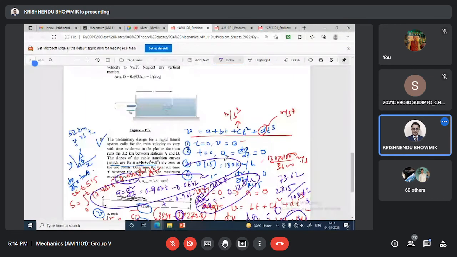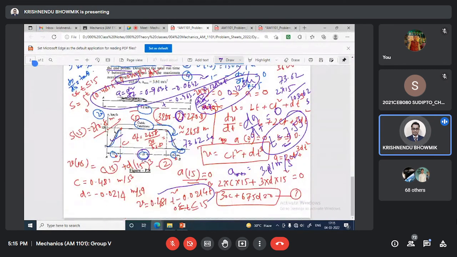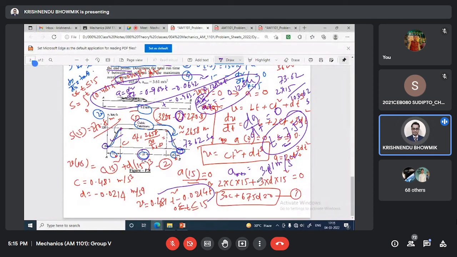I am explaining once again. First of all, we understood this cubic formula is for velocity. I want to use 4 boundary conditions. At t equal to 0, velocity 0. At t equal to 0, acceleration dv/dt is 0, because it is told that slopes of the cubic transition curves are 0 at end points. That means it was 0 both at A and at B. Then velocity at time 15 is 130 kilometer per hour, convert to meter per second. Then acceleration at t equal to 15 is 0, slope was 0. So utilizing this we got a equal to 0, b equal to 0, and c and d we have calculated, with proper units, that is the velocity.